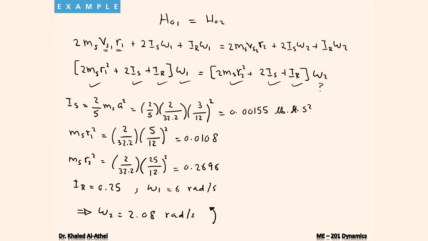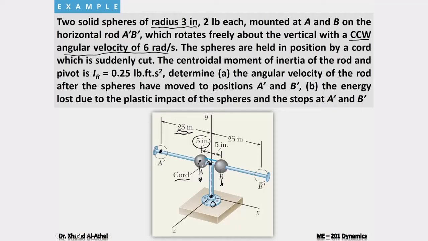Again, our assumption of counterclockwise was correct. If you got a negative value, that means your assumption is wrong. You have to change the direction. If your assumption is correct, then you got the right direction.